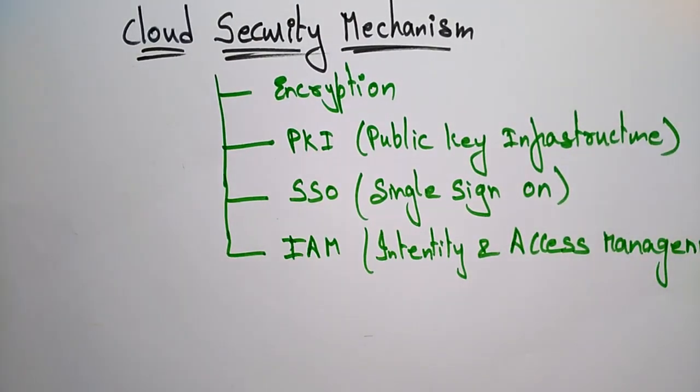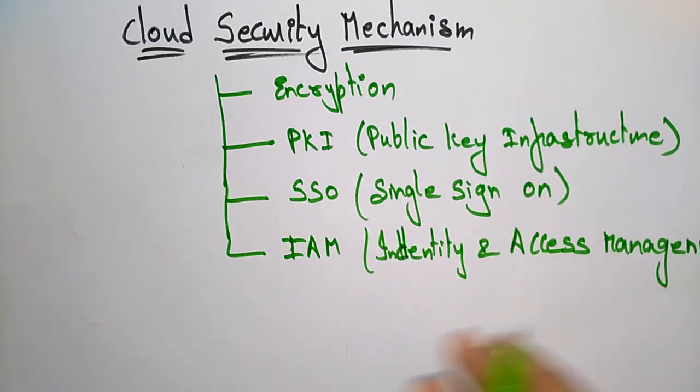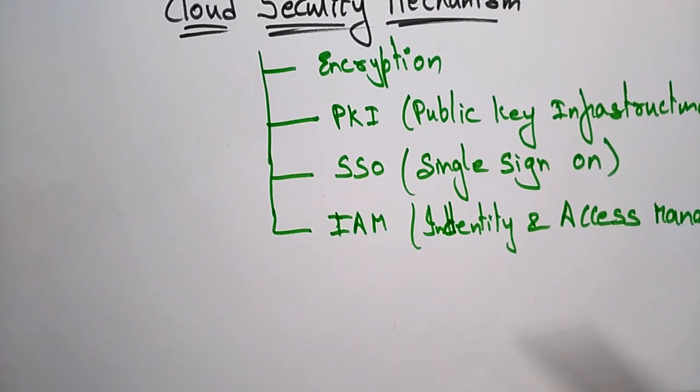So whenever you are asked to write about what are the different cloud security mechanisms or explain about cloud security mechanisms, let's explain about these topics: encryption, public key infrastructure, single sign on, identity, sorry, identity and access management. Okay, so now let's see the first one, that is encryption.